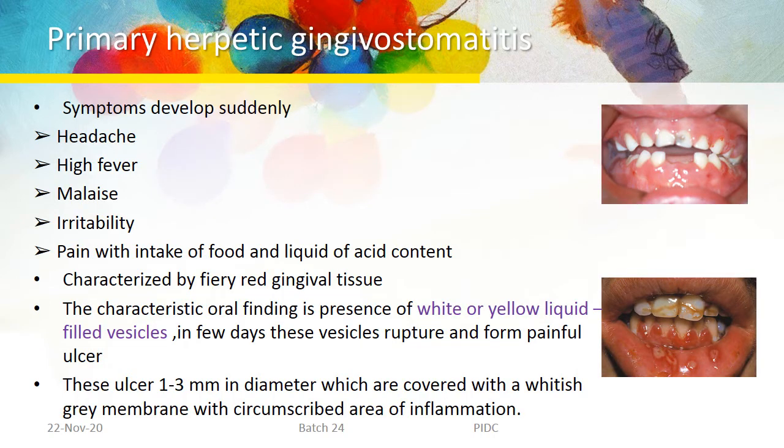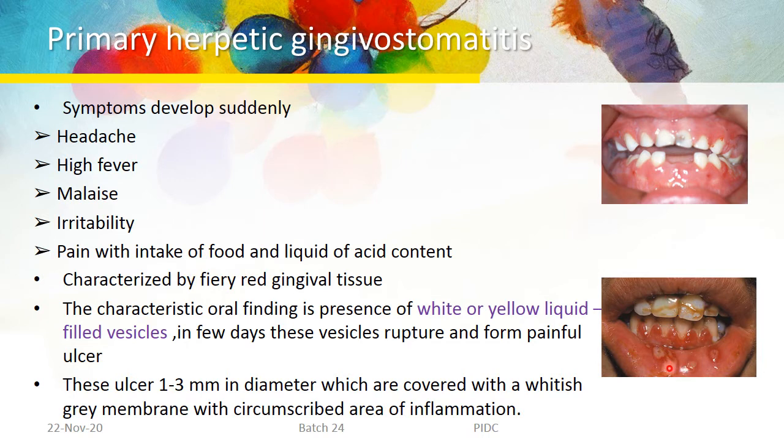Next, coming on to primary herpetic gingival stomatitis. So this is common in children. The symptoms develop suddenly, where there is headache, fever, malaise, irritability and pain with intake of food and liquid of acid content. This is characterized by a fiery red gingival tissue.